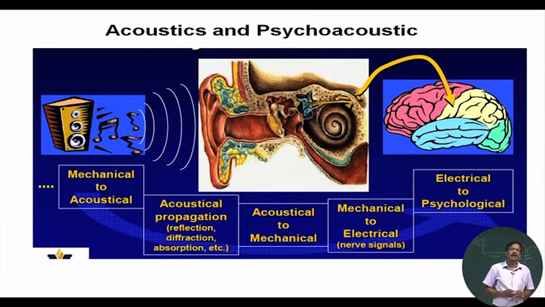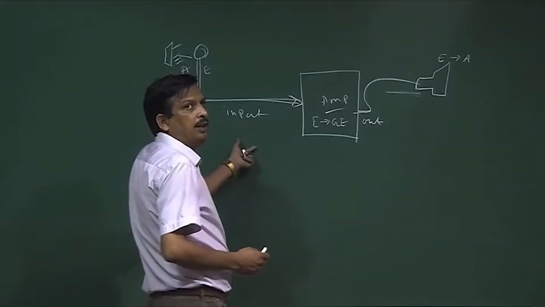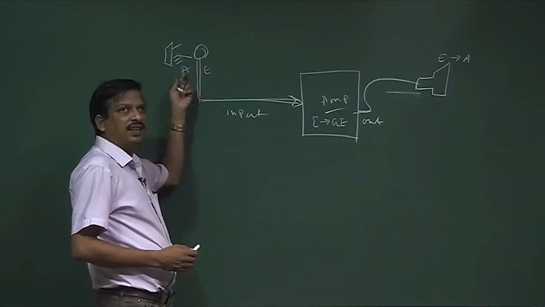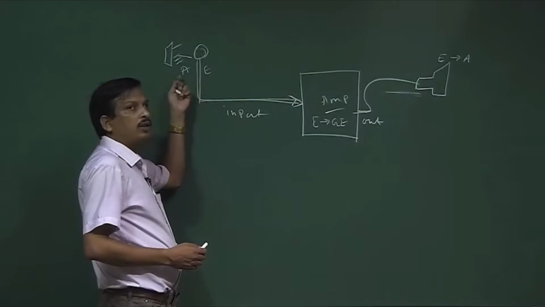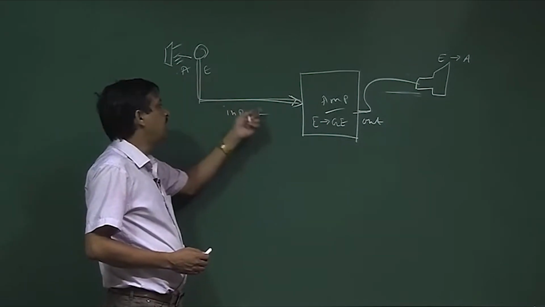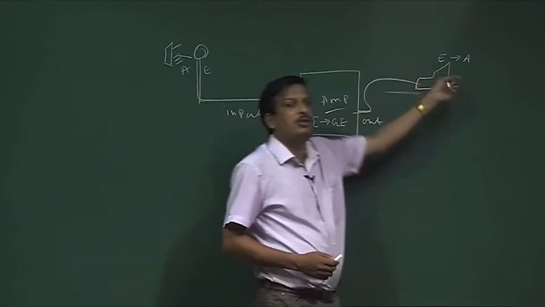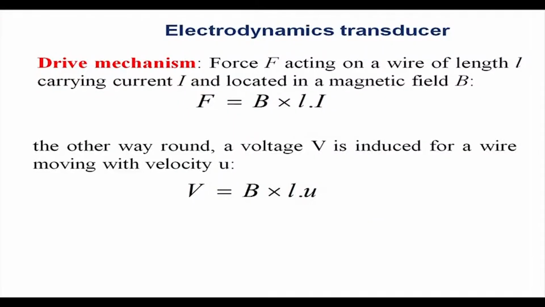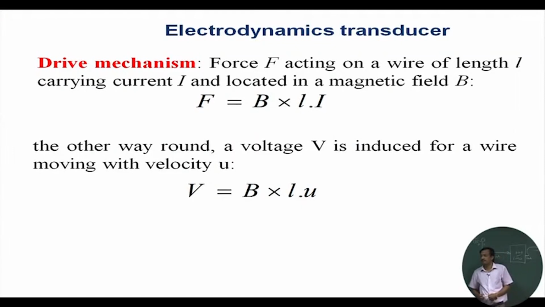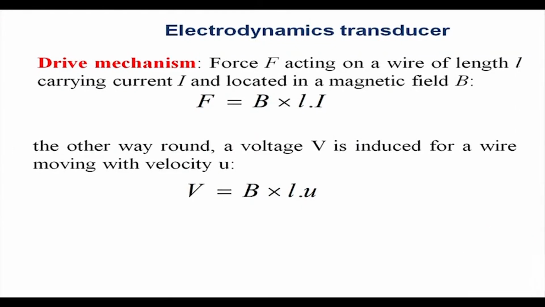Similarly, in the case of the amplifier, I require an electrical signal. So, I convert acoustical to electrical, then perform some operation on the electrical signal, and then again convert electrical to acoustical. So, how do we do it? We want to transform electrical to acoustical and acoustical to electrical.